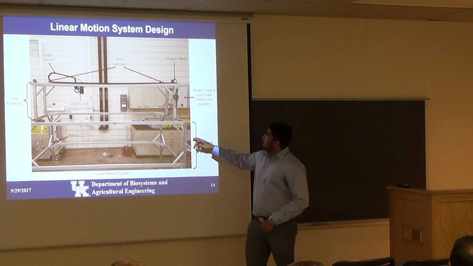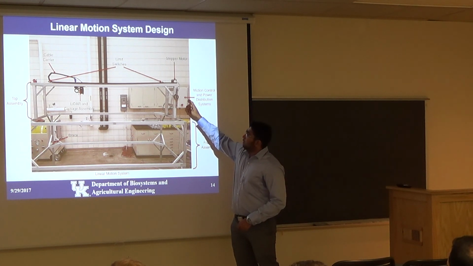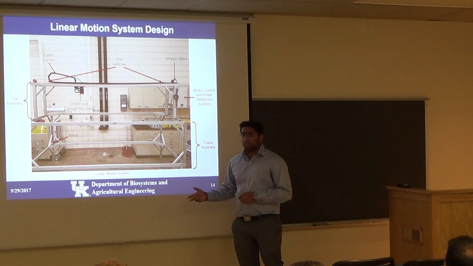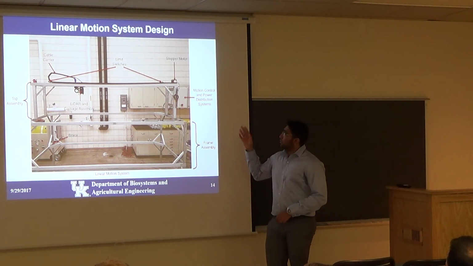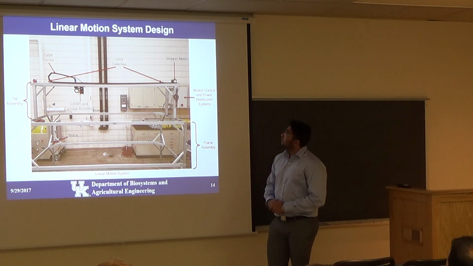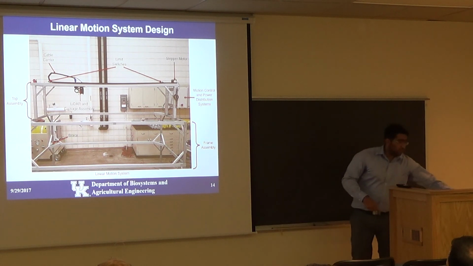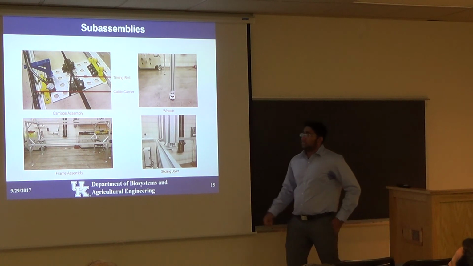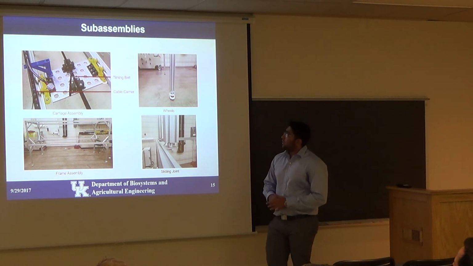And this is the frame, and this is the motion control system which will run the whole system. And these are 2 limit switches on either side so that it protects the carriage from going out. So these are the sub-assemblies. This is all we designed, and these are the wheels.